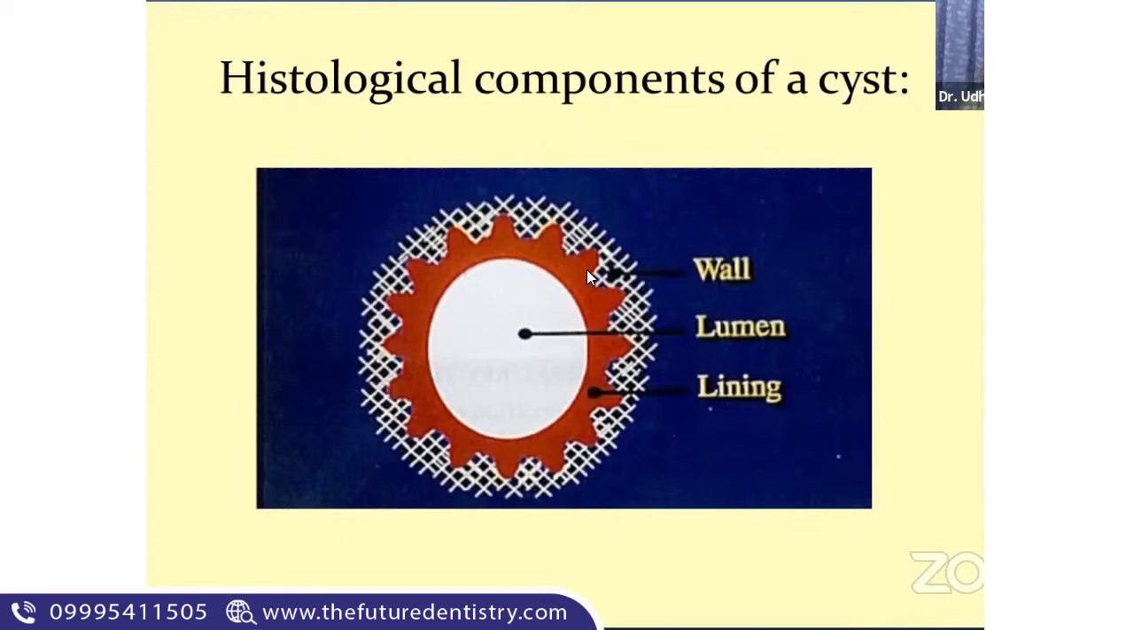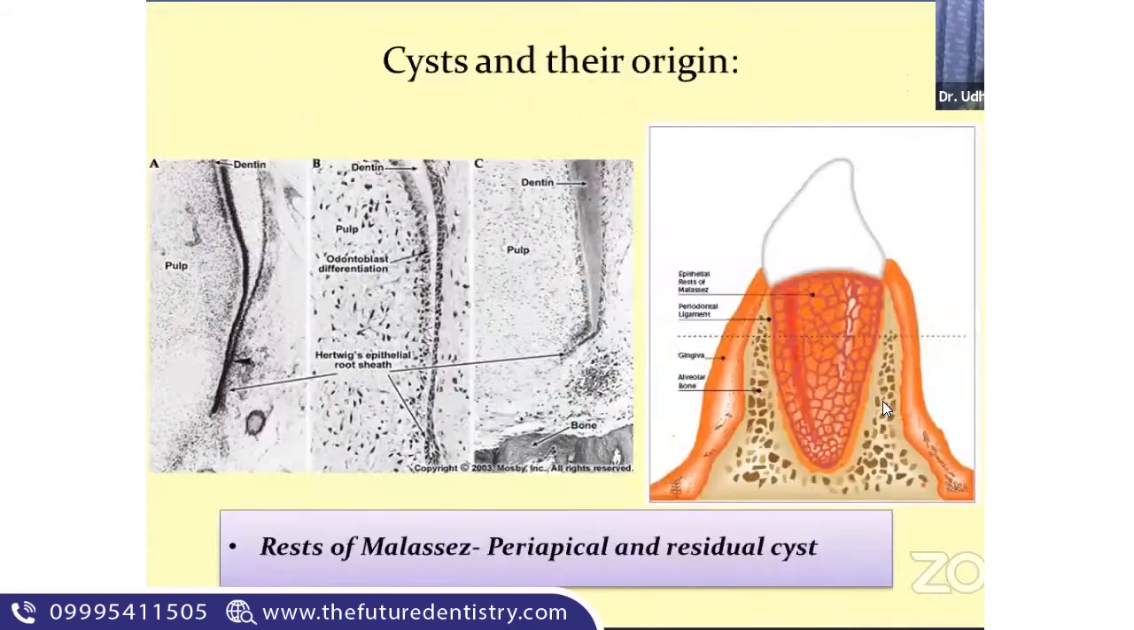Now, based on the nature of the lining epithelium, or based on the parentage or lineage of the lining epithelium, you are going to classify odontogenic cysts. Got this? There are three types. The first one are the cysts that arise from the rests of Malassez. Now, for this, you should know what are rests of Malassez. Rests of Malassez are remnants of what are known as the Hertwig's epithelial root sheath.